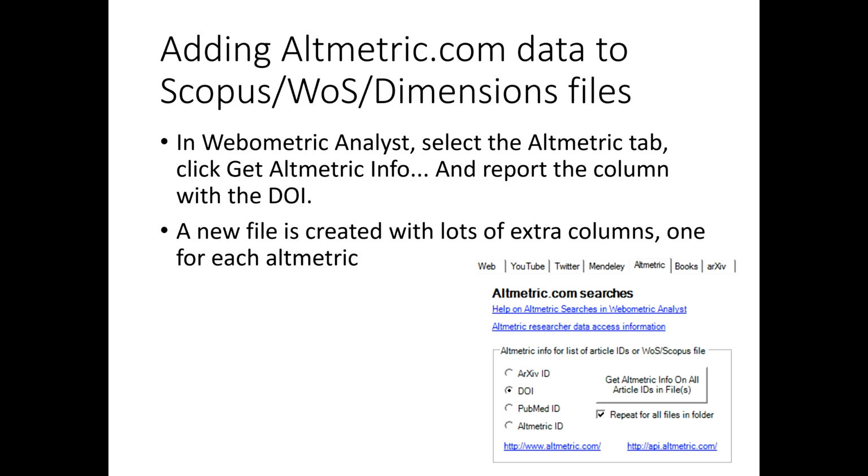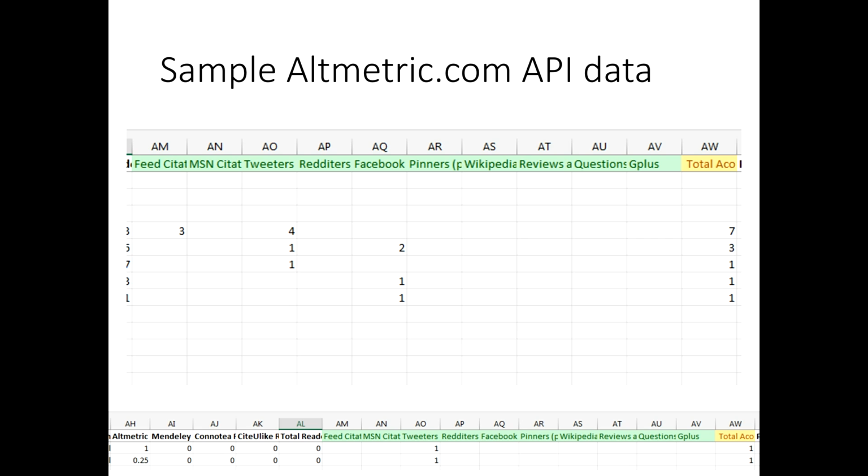And then when you do that, Webometric Analyst will give you from Altmetric a file with lots of extra columns, one for each Altmetric, with a score for each article, or a blank if there's no score for that Altmetric and the article. For example, if you copy the Altmetric.com data to a spreadsheet, then you can see there are lots of 0 scores, which are blanks, but the non-zero scores tell you how many times the article's been cited by Twitter or Facebook or Pinterest, for example, or Wikipedia even here.